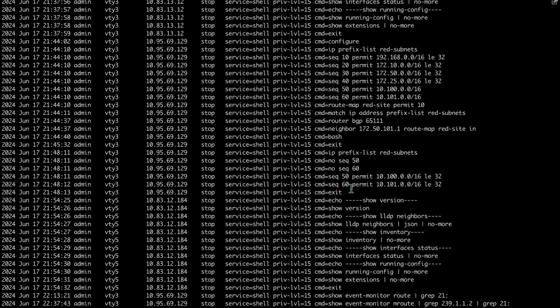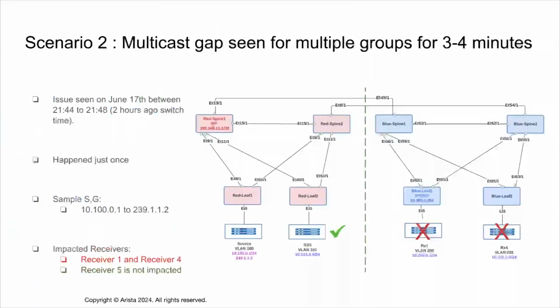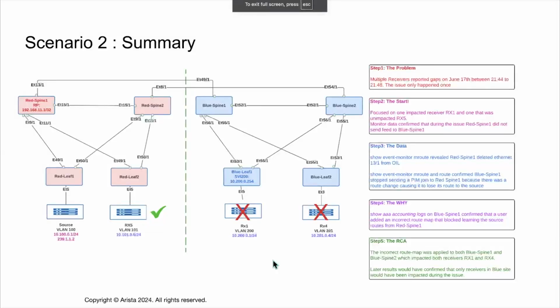So with that, we are going to stop the CLI part of our session and then go back into our slides to sum up what we did today. All right. So in summary, we saw just one instance of the gap that was reported on some receivers. We picked receiver 1 and 4 today. And at this time, we had no idea what was the full impact, how many receivers were impacted, and receivers in how many sites were impacted.